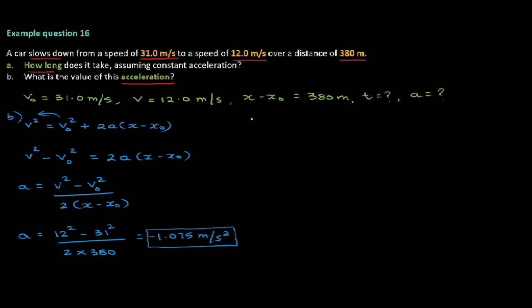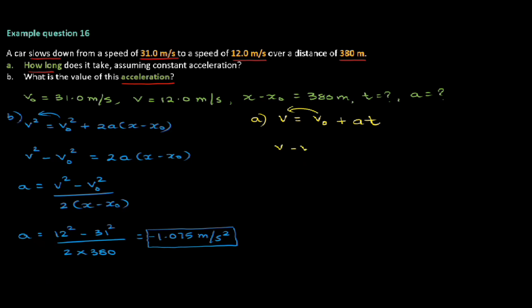Now let's find the time t in part A by using the value of this acceleration. I have the acceleration a, I have the initial velocity, I have the final velocity. So to find the time t, I'm going to use the third equation of motion, which says v final equals v initial plus acceleration into time. If I want to find time, I need to get rid of all the terms on the right hand side and leave the time t alone. So we move v0 to the other side.